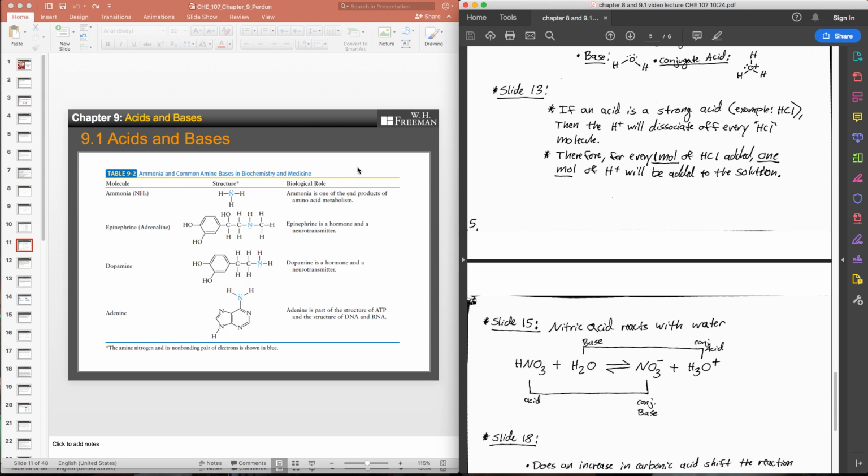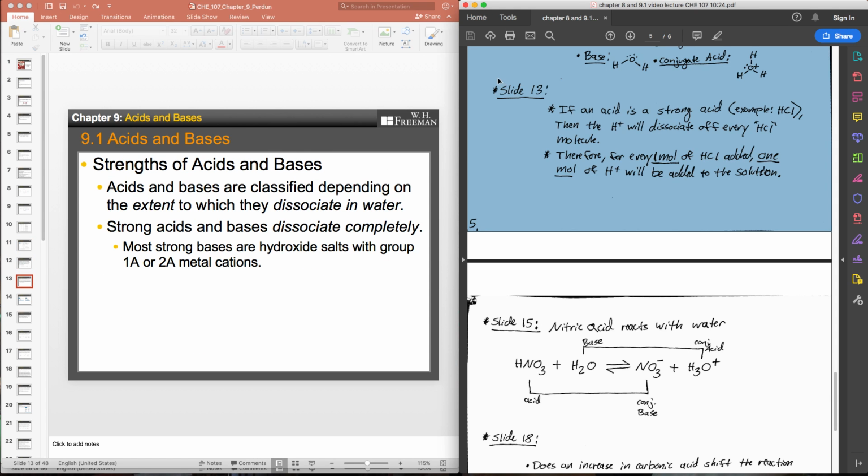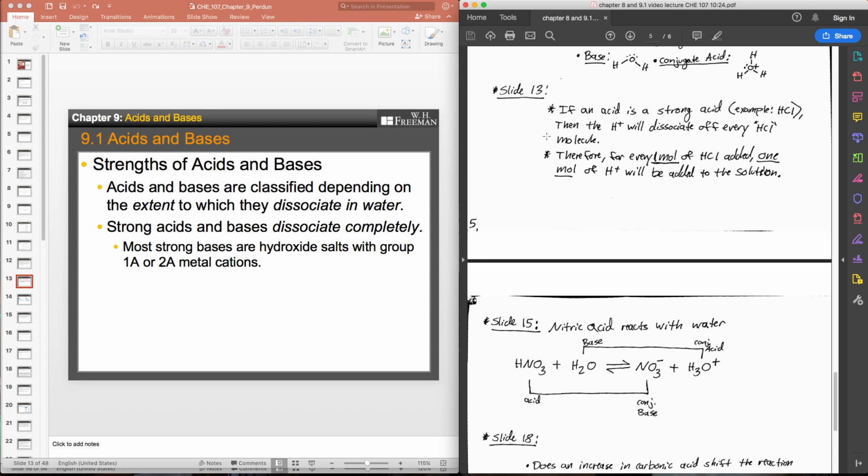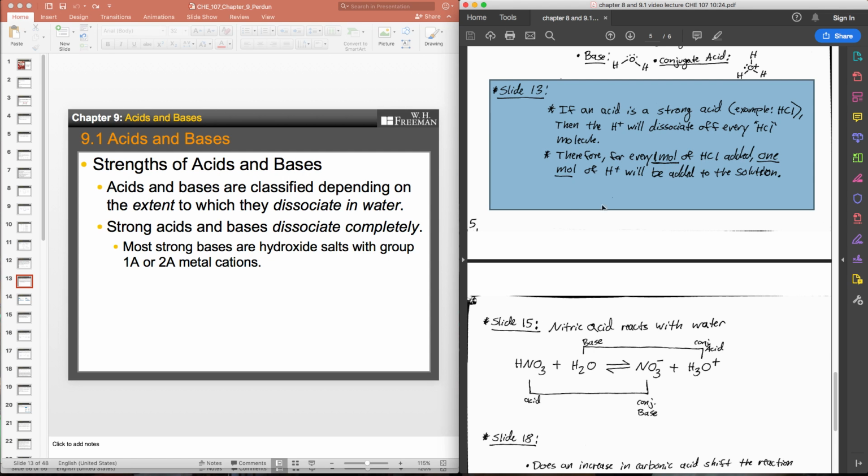So what that means, right over here on the right, slide 13, is that for every 1 mole of HCl added, we will have 1 mole of hydrogen ions added to the solution. That makes sense because it will disassociate completely, right? So for every 1 mole of HCl we add, we will have 1 mole of chloride anion and 1 mole of hydrogen ion. It makes the math very, very easy when we start getting into calculating pH. So strong acids and bases disassociate completely.